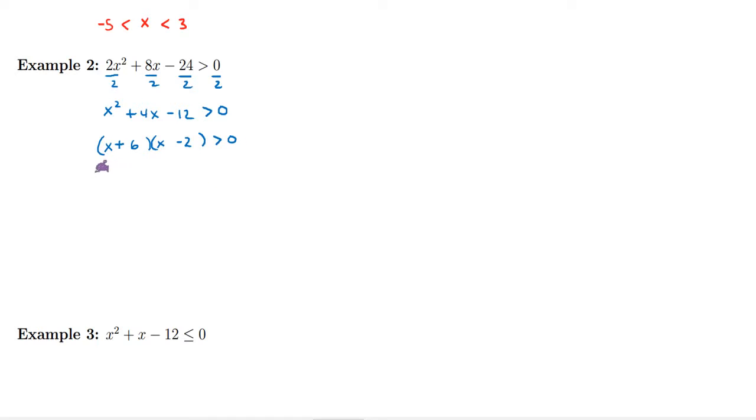And then now let's find the roots of that. Well, the roots would be x plus 6 is 0, so that's x is equal to negative 6. That's one of the roots. And x is equal to 2, right? If this is equal to 0, then you'd have to add 2 and you'd get x equals 2.